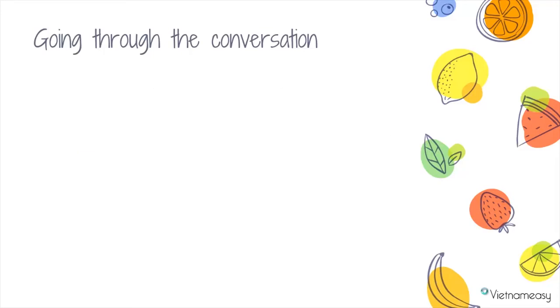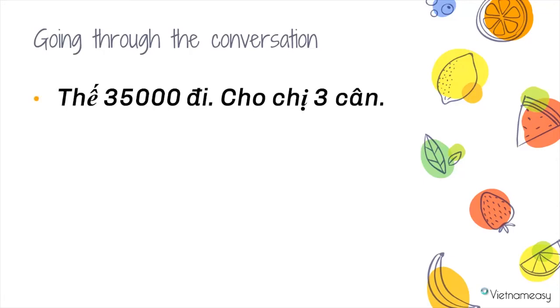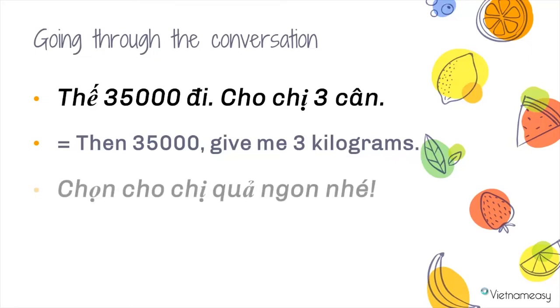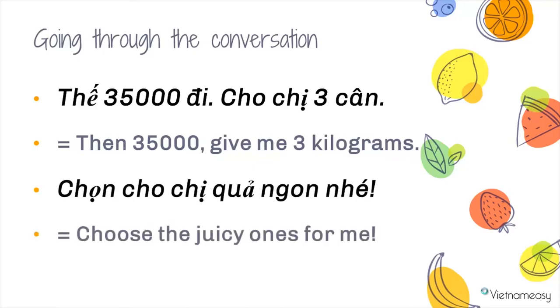And for the last two sentences we have Thế 35.000 đi, cho chị 3 cân. Which means, then 35,000 dong. Give me 3 kilograms. And chọn cho chị quả ngon nhé. Which means, choose the juicy ones for me.